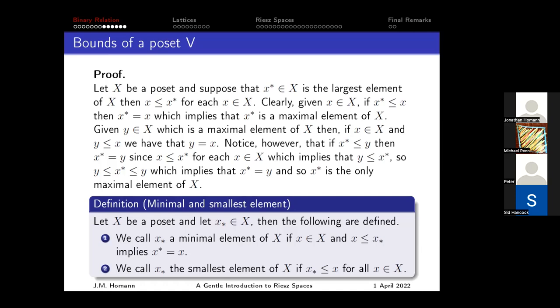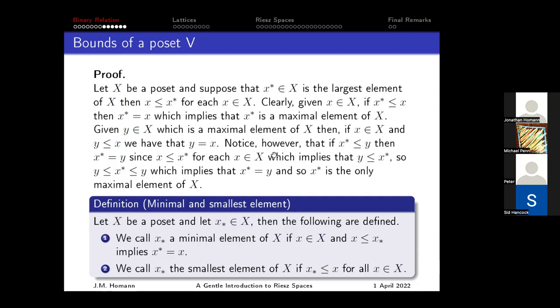So we've shown that x star is a maximal element. Now we want to show that x star is the only maximal element, that the largest element is unique. So given any y in X which is a maximal element of X, and given any little x in X such that y is dominated by x, then we have that y is equal to x by the definition of a maximal element. But we notice that if x star is dominated by y, then x star is equal to y, since x star is itself a maximal element. And so this implies that if y is any maximal element of X, then y is x star.